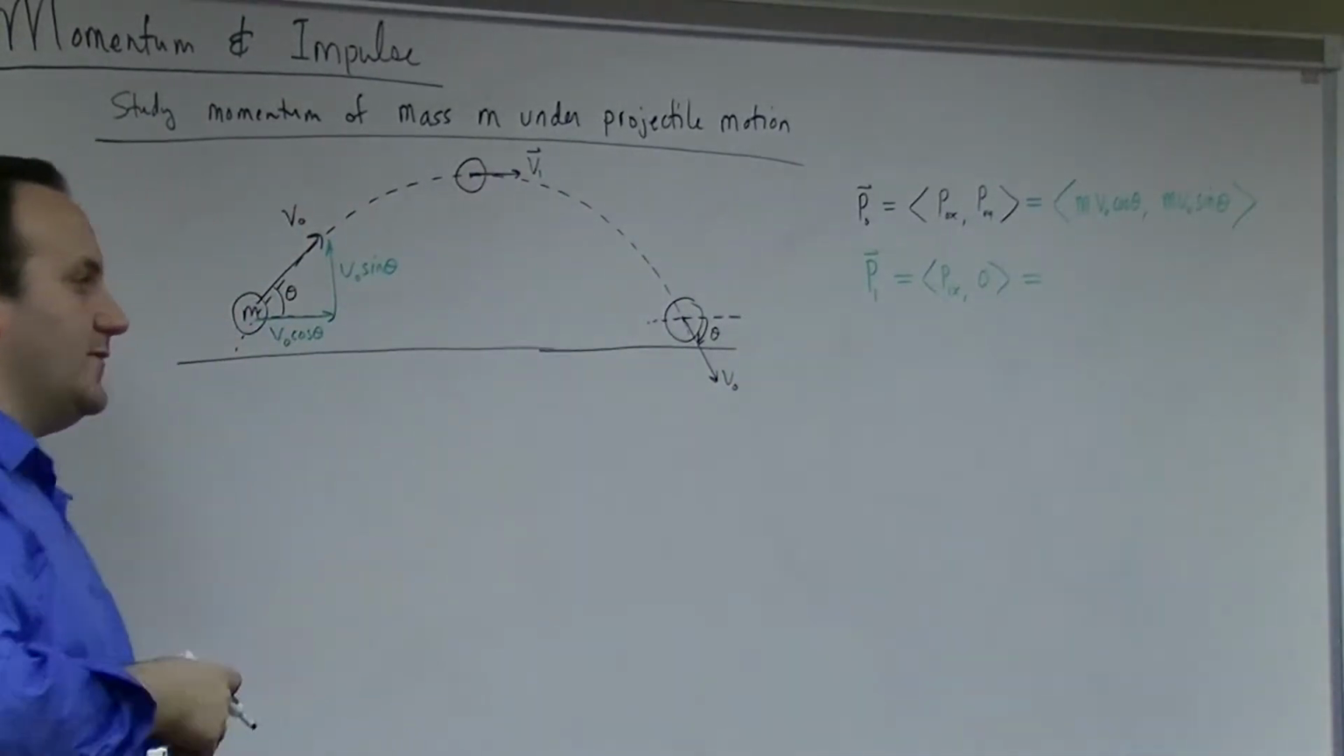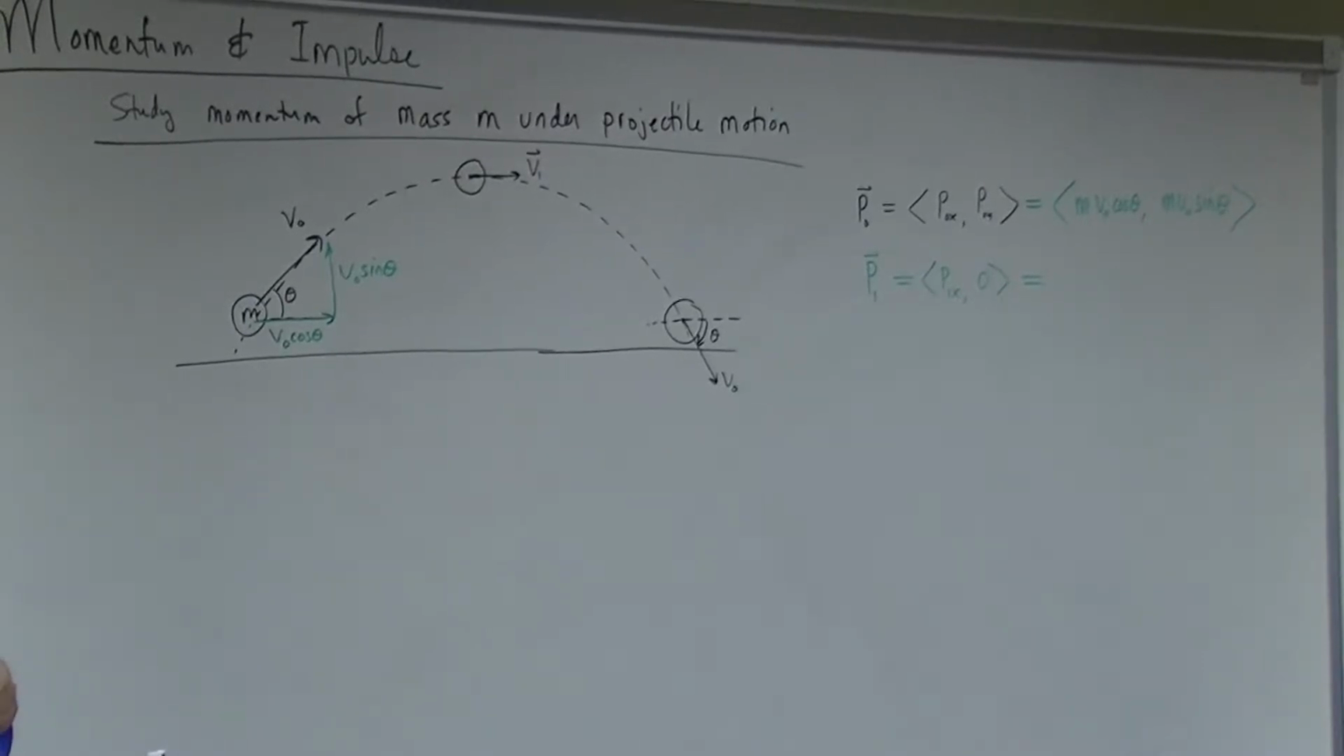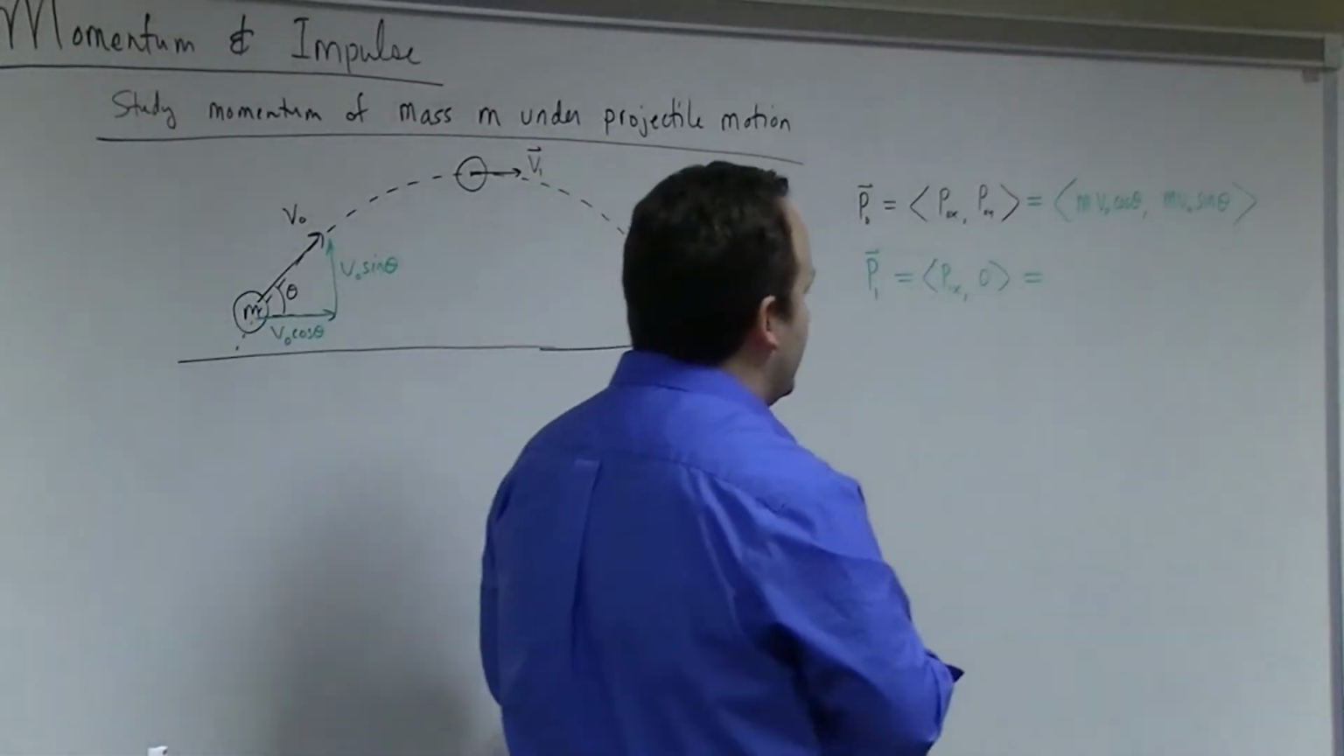Is there ever an x force? I mean, is there ever a force with a non-trivial x component acting on this mass in this motion? No, there's not. Right? So that means that the x momentum is conserved. It's the same at the beginning as it is in the middle as it is at the end. It's always whatever that value is. It's always m v naught cosine theta.